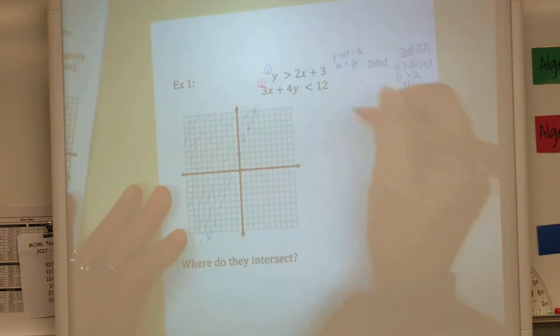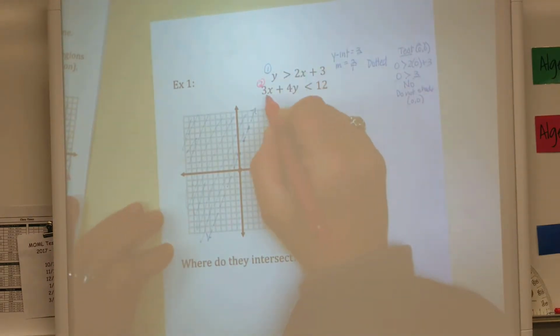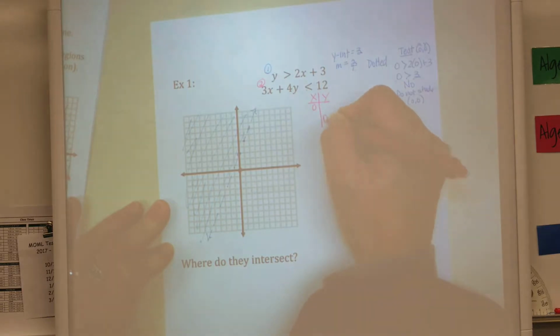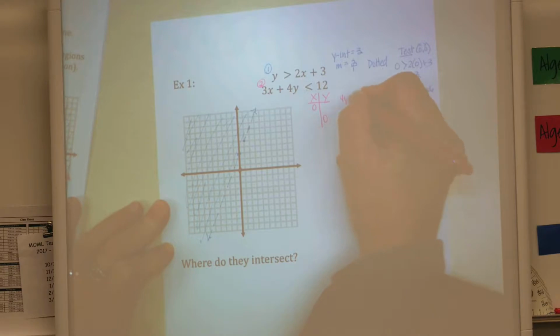I'm going to graph it using my key features. Since this is in standard form, my key features are going to be my x and y intercept. So that's when I do my table. I plug in 0 for x and I plug in 0 for y. If I plug in 0 for x here, I get 4y is 12, divide both sides by 4, my y is 3. Don't worry about the inequality for the purposes of the intercepts, we're just getting the graphing points.